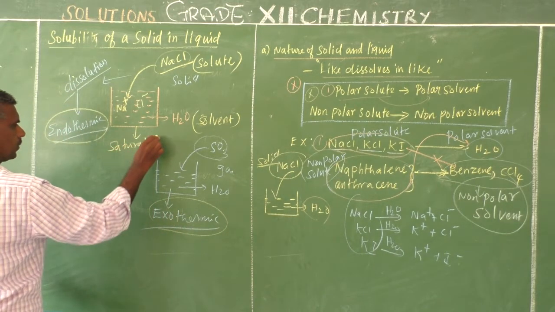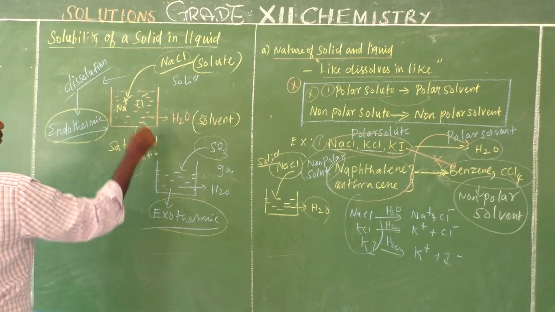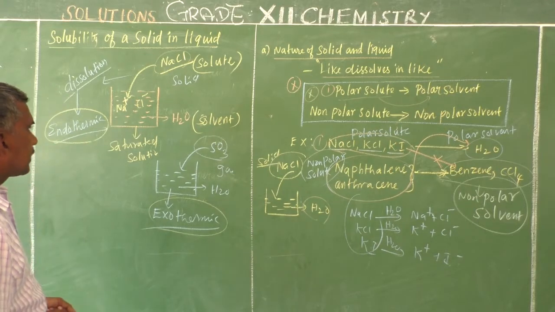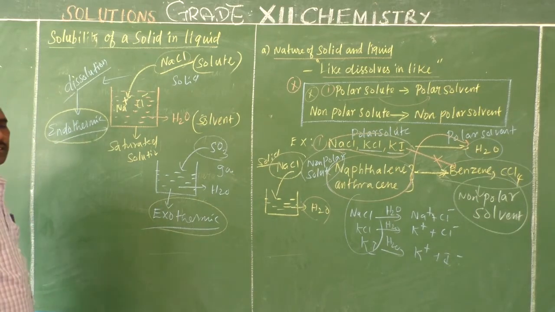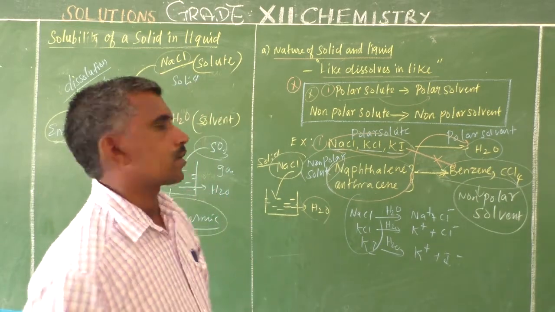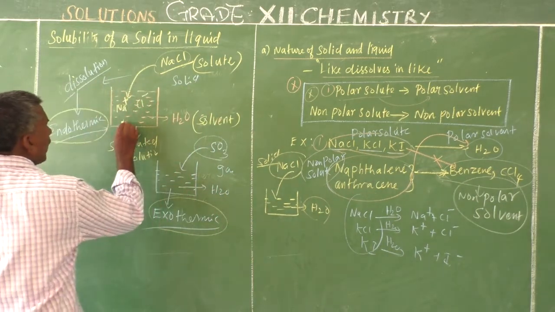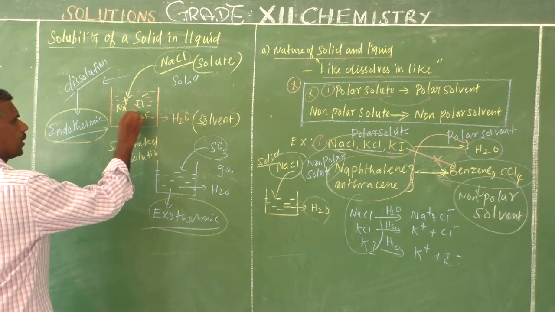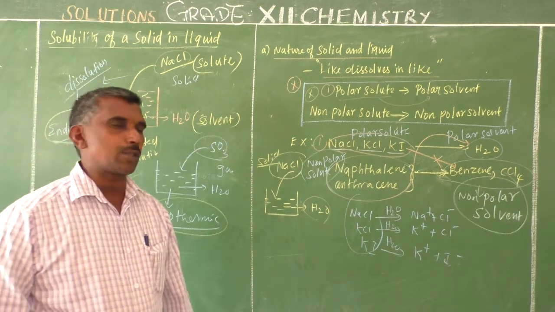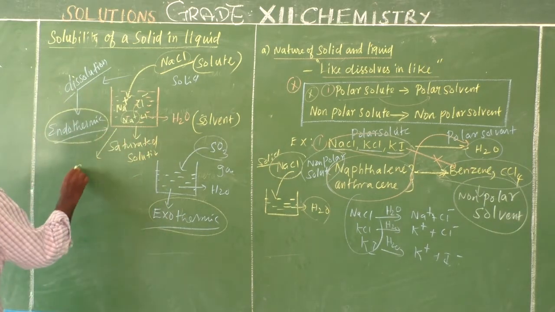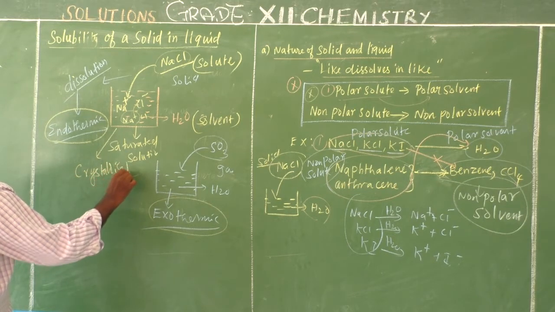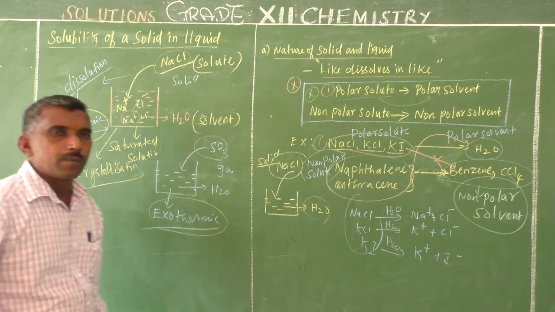A saturated solution holds the maximum amount of solute. Then if you add extra sodium chloride, the sodium ions and chloride ions collide and form crystals. That is the crystallization process.